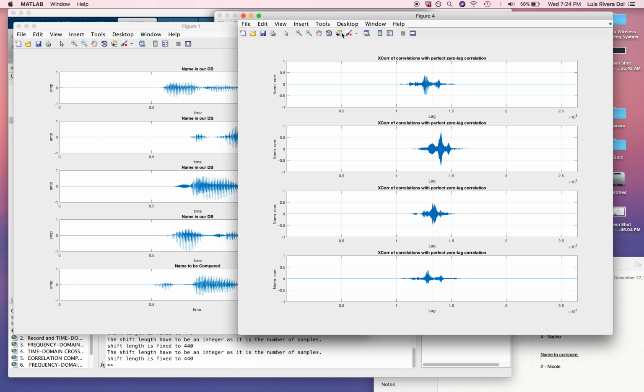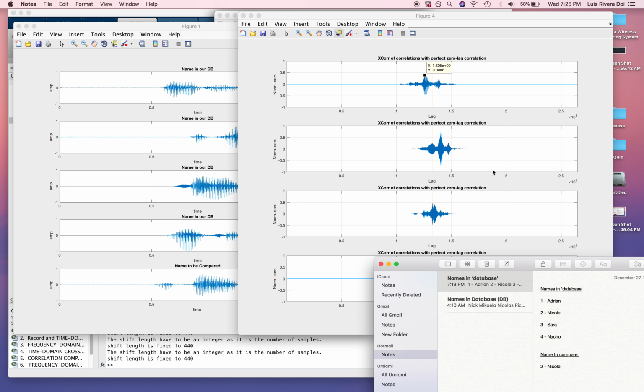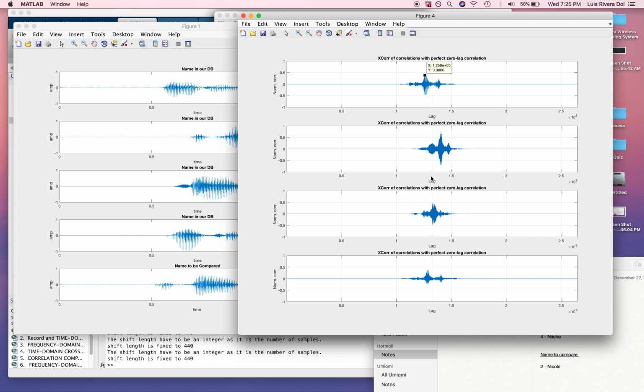So the highest peak here, it's like there's a 38% chance that this first slot, Adrian, is what I said, Nicole. So that's not correct. The highest peak amongst these 4 plots is this one, 76%, as you can see, and this one is Nicole. So that's why there's a higher correlation here. The higher the peak, the higher the correlation. That's pretty much what it means. And there's a 76% chance that this is Nicole.